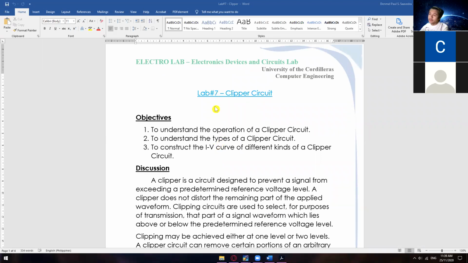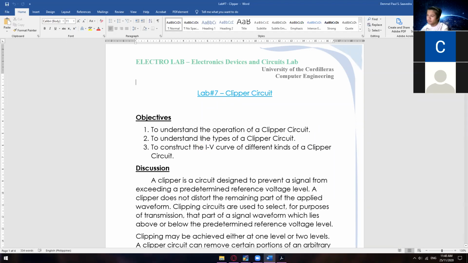So your laboratory number 7 is a clipper circuit. Maybe some of you already know this one because we have already discussed this at the very end of our lessons before the midterm exam. A clipper clips a portion of the waveform. It could be a waveform from the top or a waveform from the bottom.